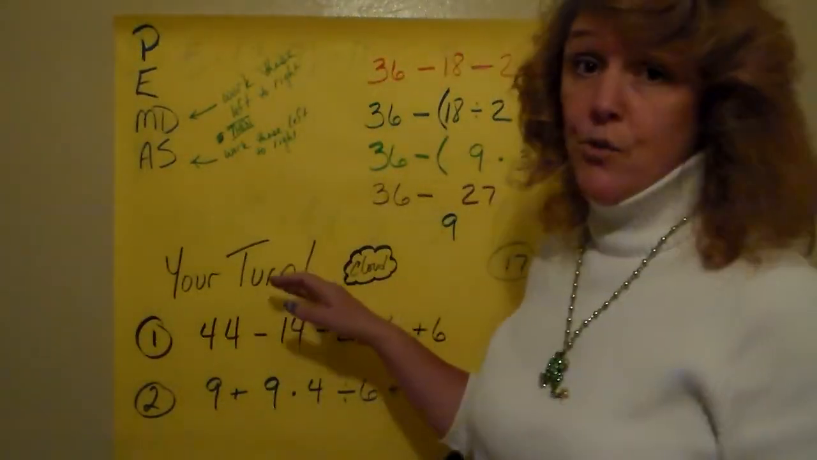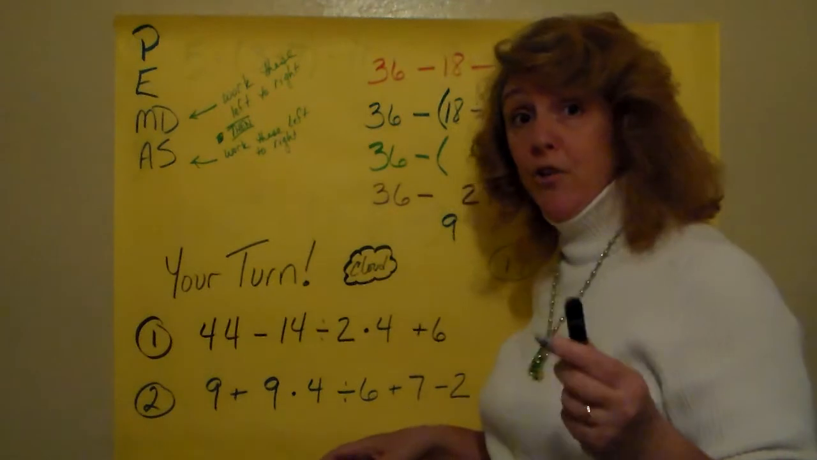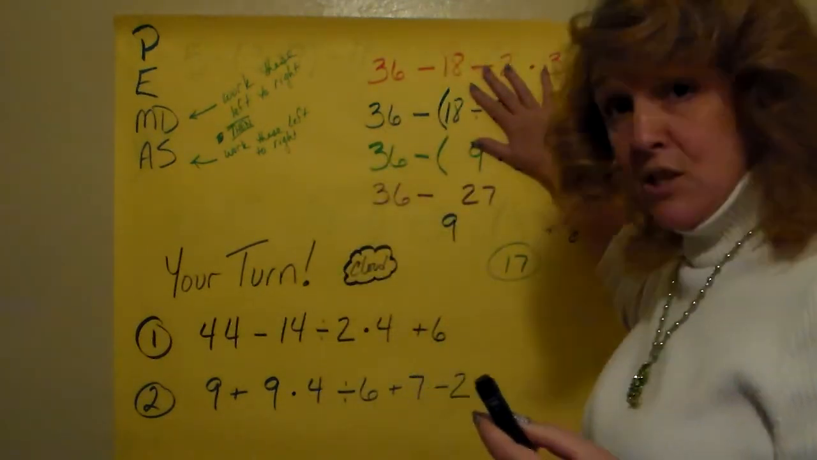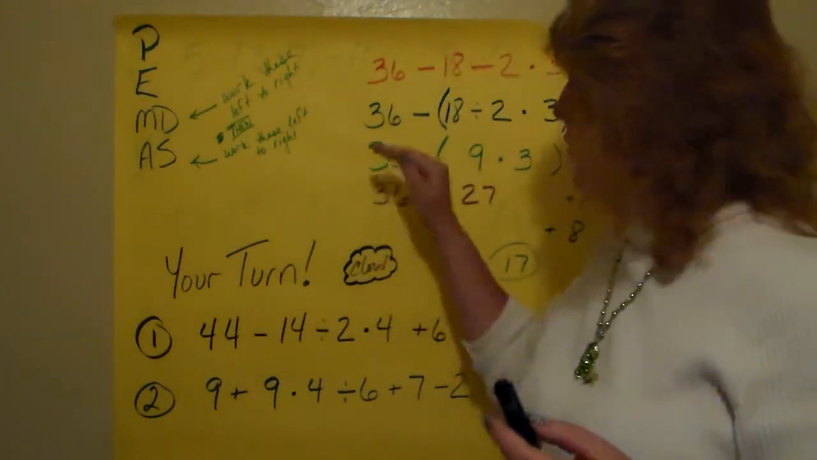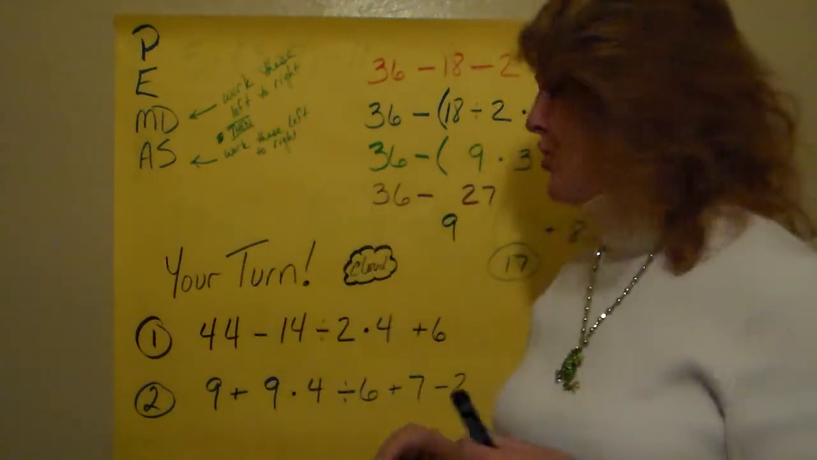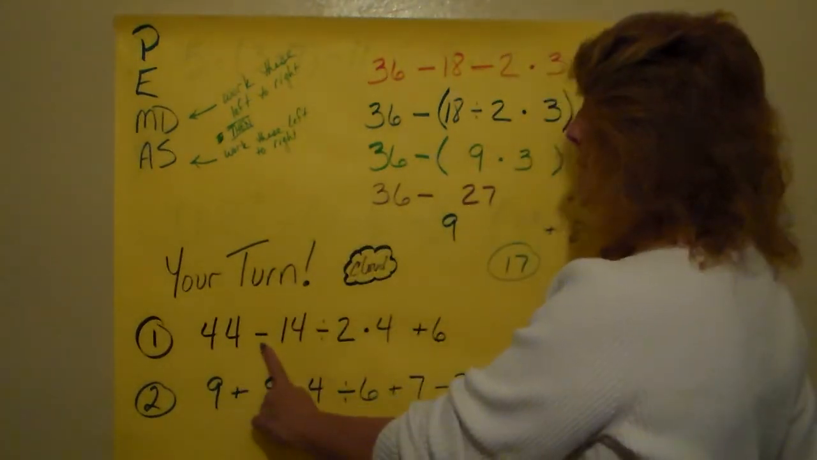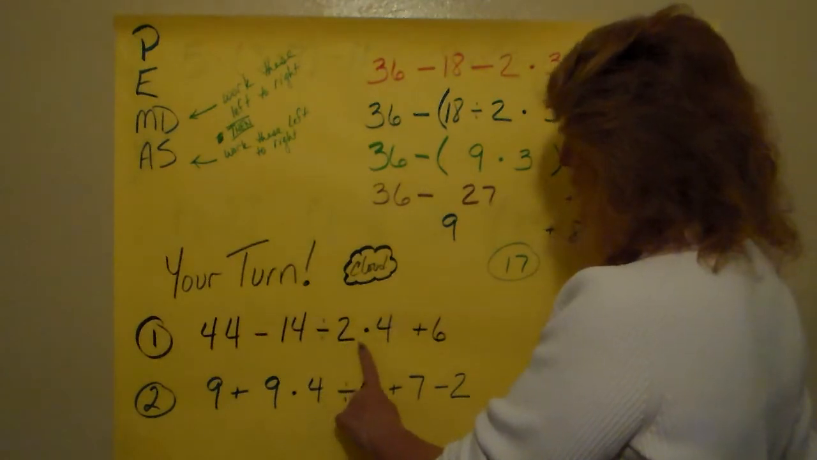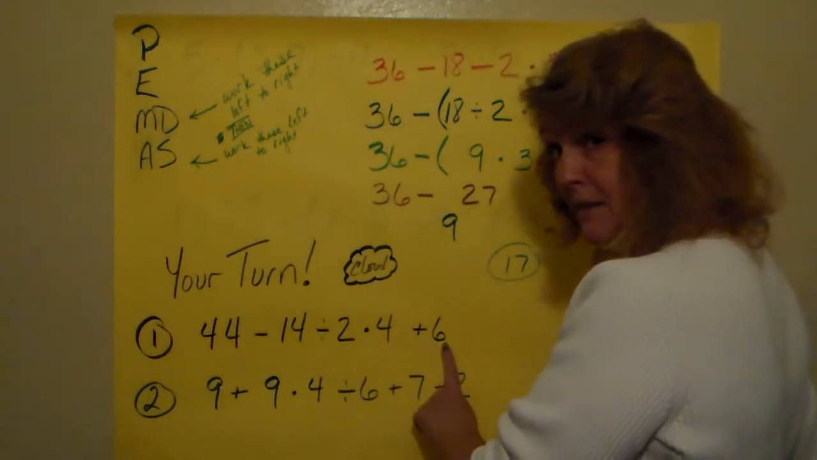Now here's your turn. I need you to do these two problems on your own, and they're going to be set up like this one. So I want you to watch for multiplication and division first, and then addition and subtraction. So this is 44 minus 14 divided by 2 times 4 plus 6.